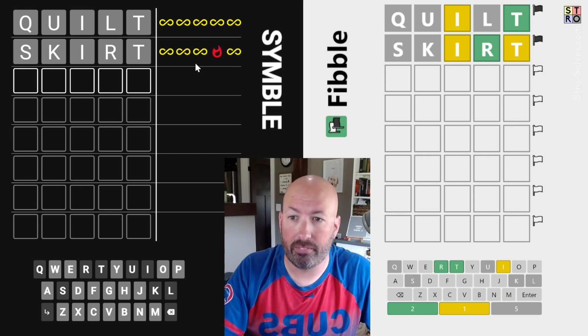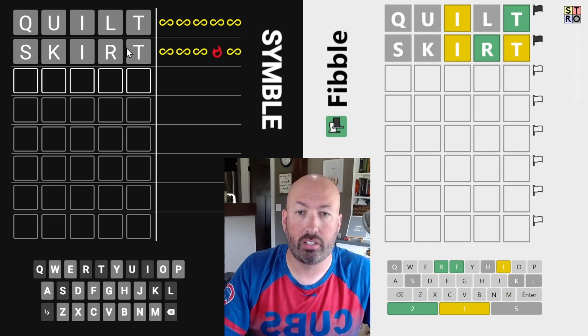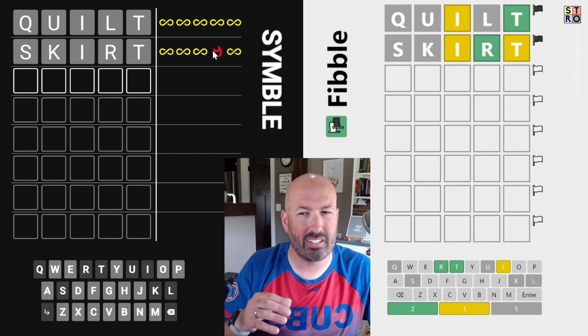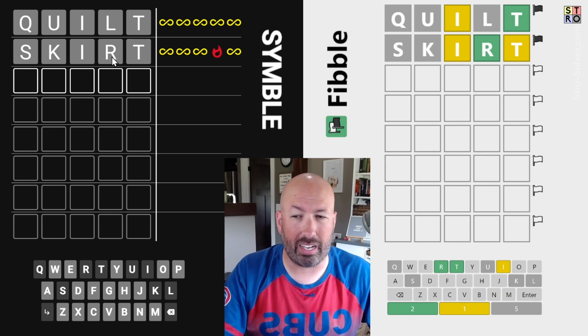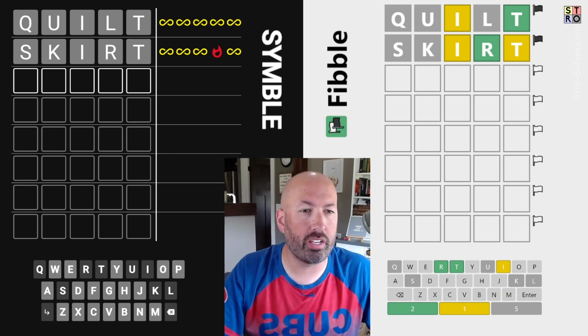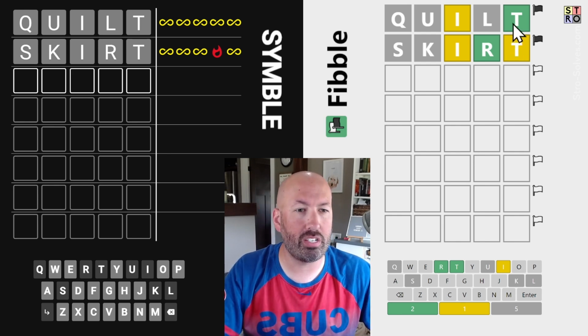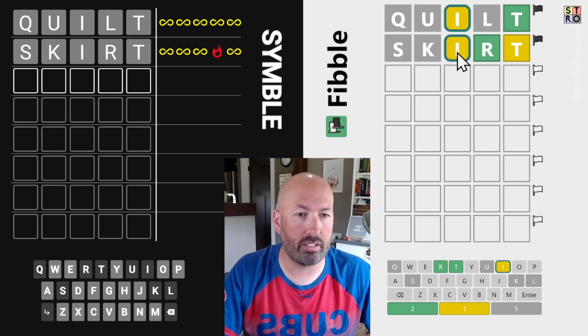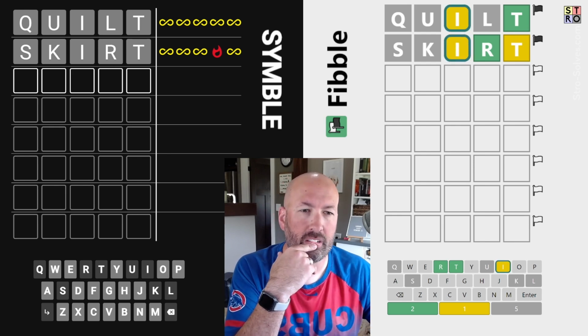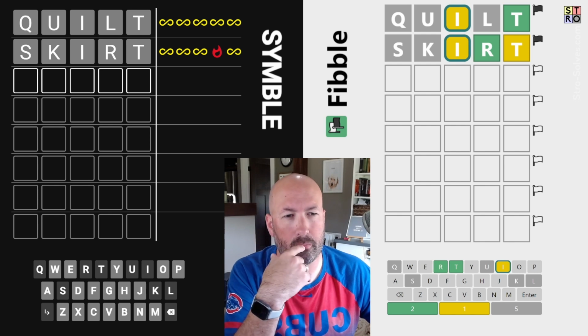So the fourth letter is in skirt. Now, it could be the R if the flame is green. If the flame is yellow, then it has to be the S or the K, because we know it's not the I or the T. And K in the fourth spot isn't great. R is really kind of the best of those three, but the others are possible. Now, over here, we've got one of these two T's is a lie, so we know the I's are true. That's about all we know right now.